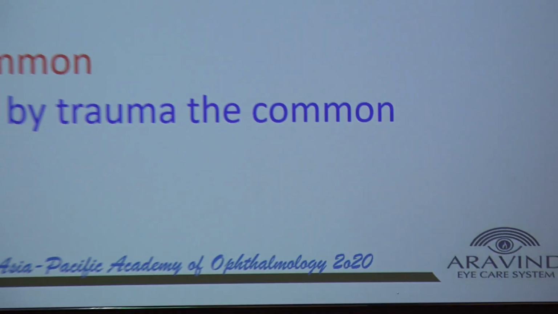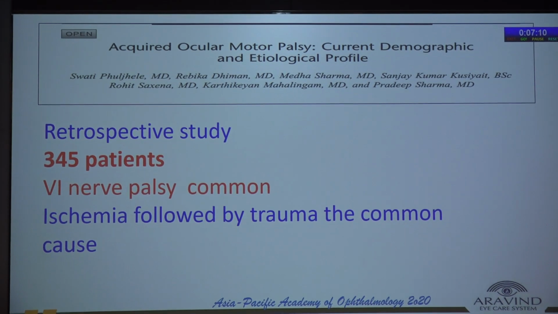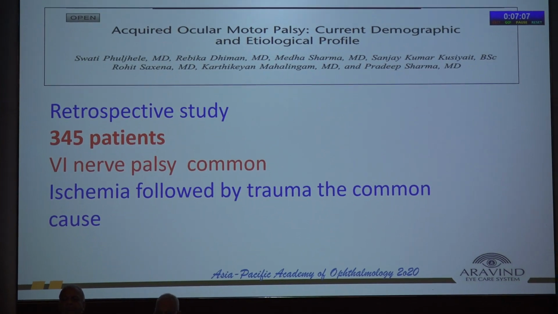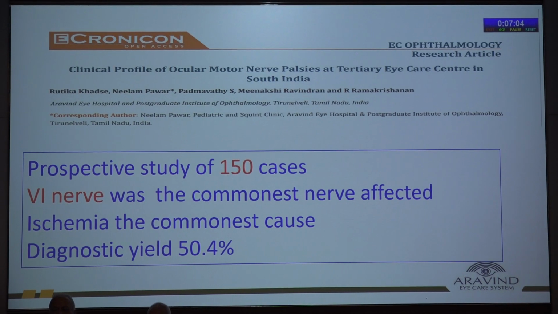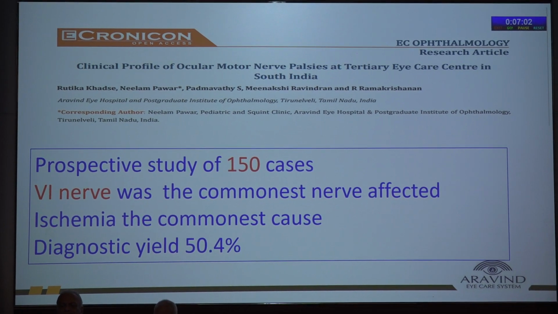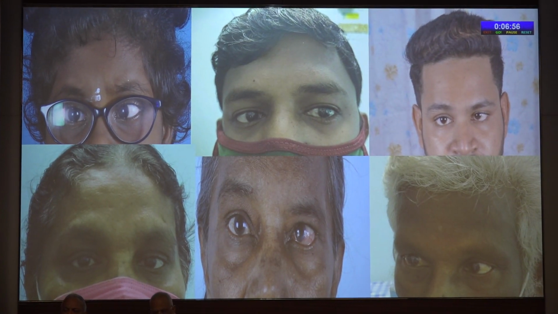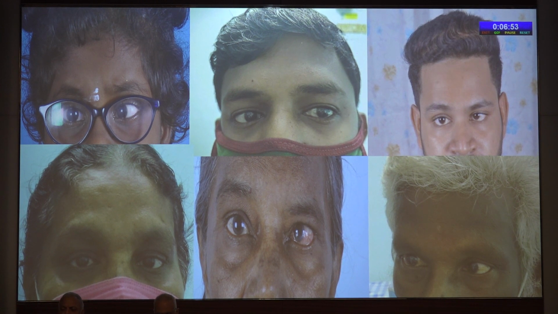Coming to the epidemiology, the annual incidence of abducens palsy is around 11.3 per 1 lakh patients. This was based on the study of Patel et al. If you see, the commonest ischemic cranial nerve palsy is sixth nerve palsy. This was a study done by AIIMS, and this was our study where we had also seen the sixth nerve being the commonest affected nerve. So we have different age groups of different cases of sixth nerve palsy. We'll see one by one.